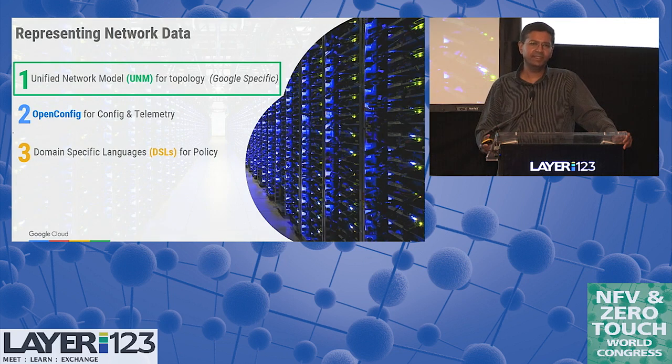So in terms of representing this data, we use internally Unified Network Model, or UNM for short, to represent topology intent. We've talked about OpenConfig for config intent and telemetry. And then we have domain-specific languages for policy, for safety policies and other policies.